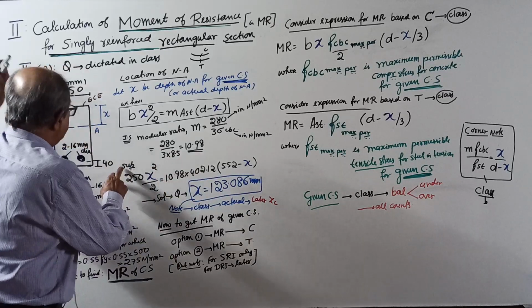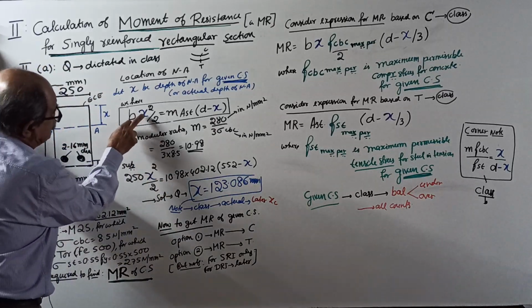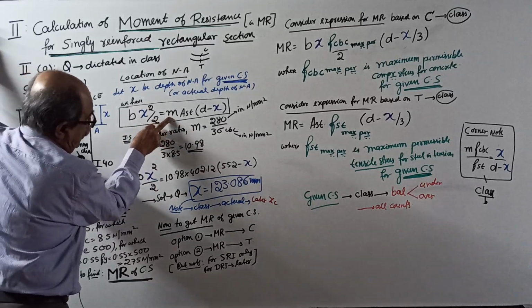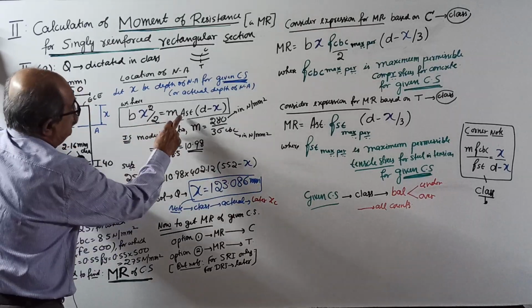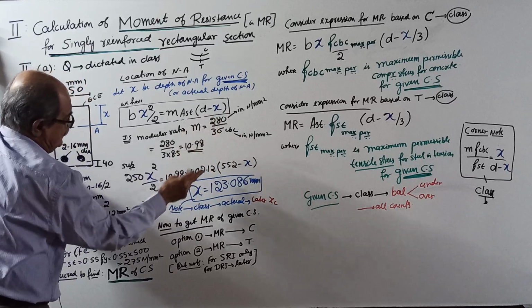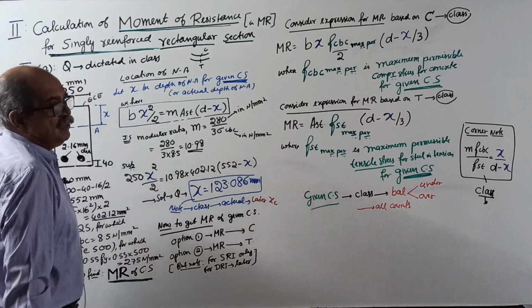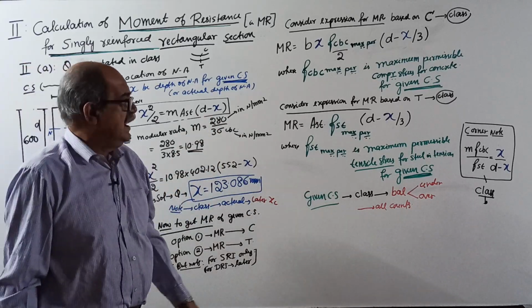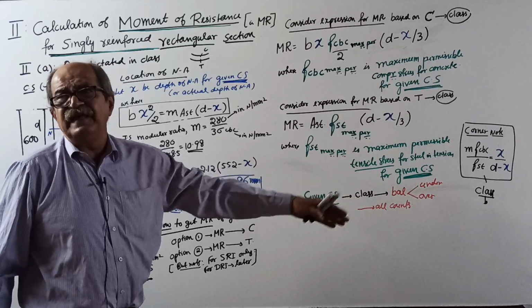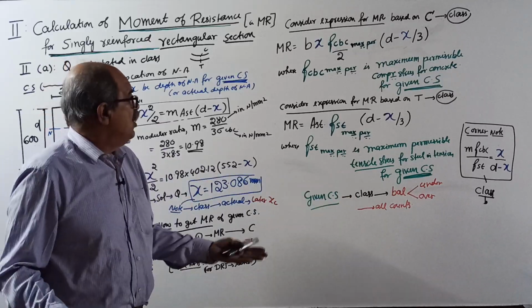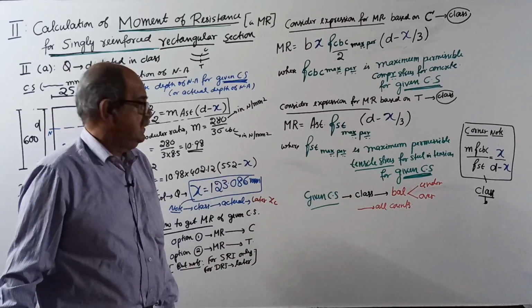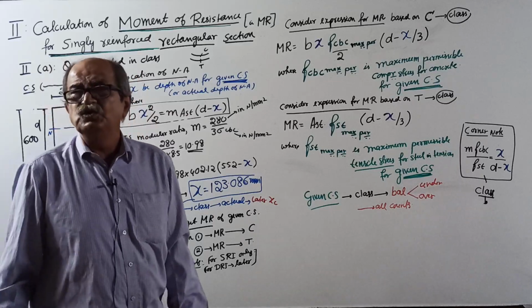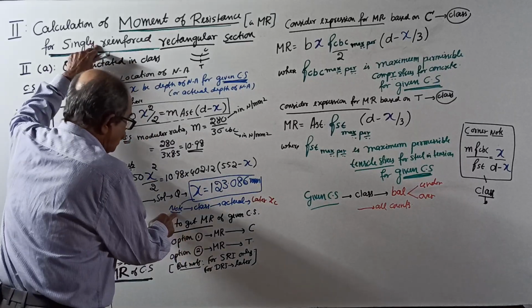Okay, now substitute 250 into x square by 2 equal to 10.98, 402.12 into 552 minus x. X will come 123.086. I already prepared the question and wrote the answer there to save time. I don't want to waste time calculating here. For you, it does not matter. You solve.